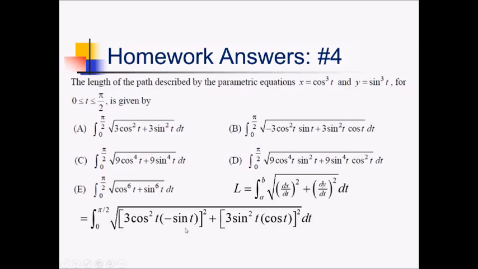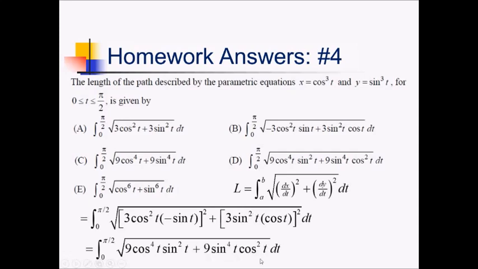Cleaning this up a little bit, over here we have 3 squared, which is 9. Cosine squared squared is cosine to the 4th. And negative sine is going to become sine squared of t. So there's our first term, simplified a little bit. For the next term, we're going to have 9 sine to the 4th cosine squared of t. And does that match any of the answer choices? Well, let's look for the one that has a big, long radical here. That would be choice D. Yep, we have a 9 cosine 4th, sine squared, 9 sine to the 4th, cosine squared, just making sure everything matches, choice D.